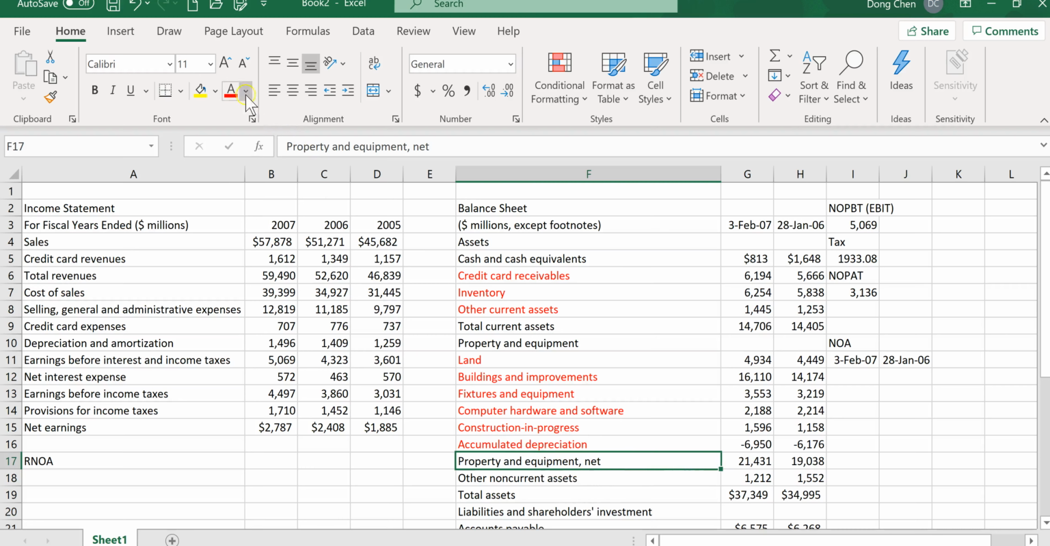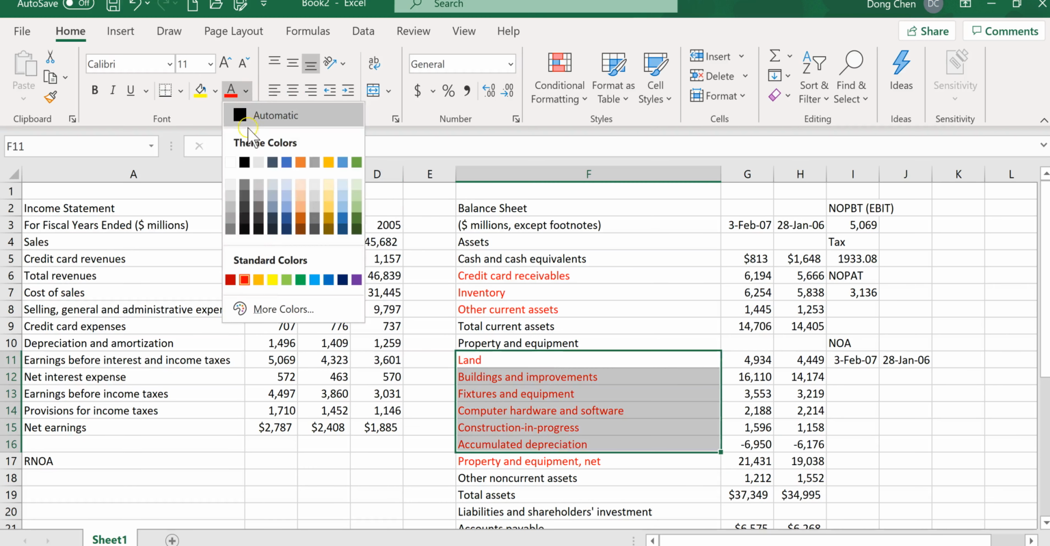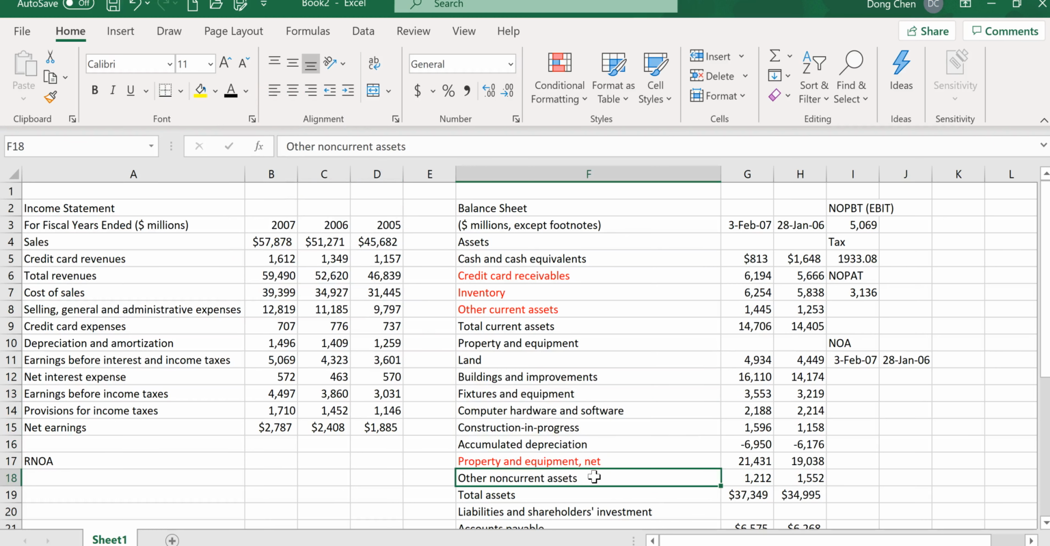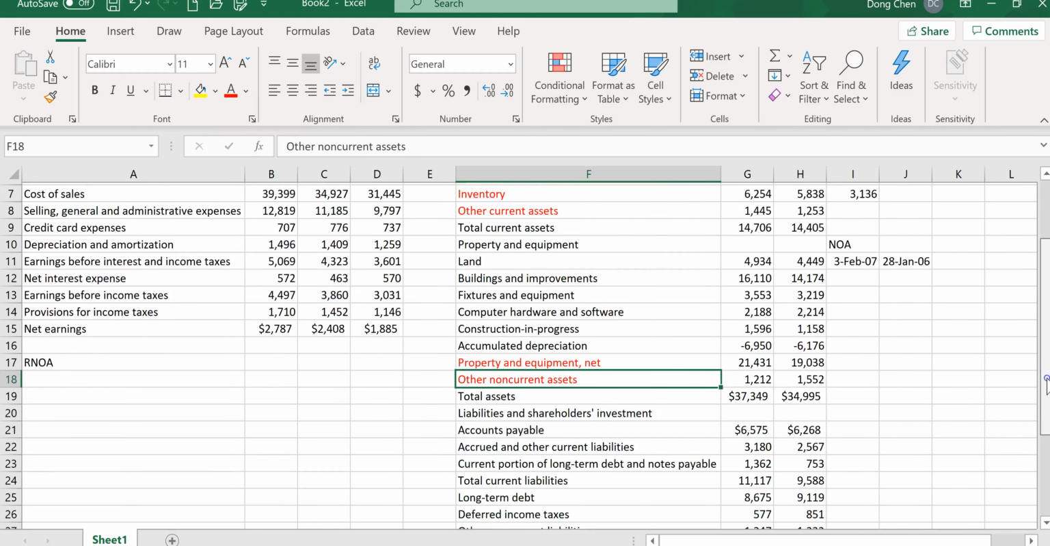So once we have this number, we can just forget about this. We can just use that one single number to simplify our calculation. And also other non-current assets is part of the operating assets too. So that's the asset part.